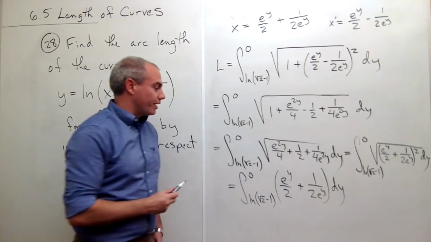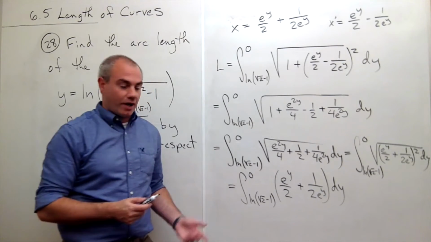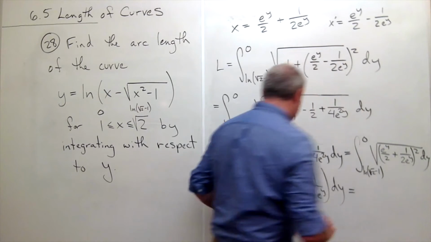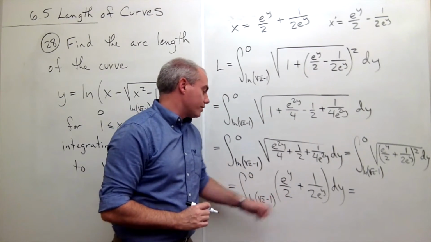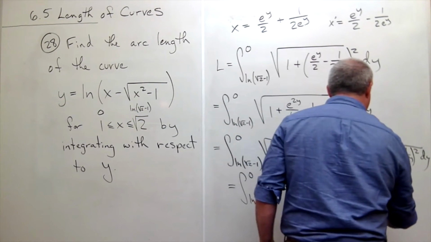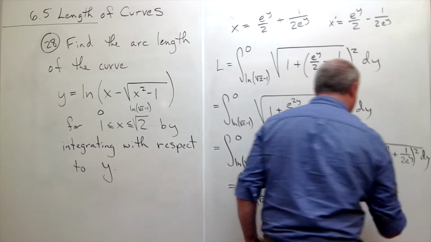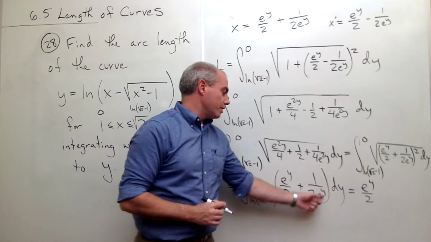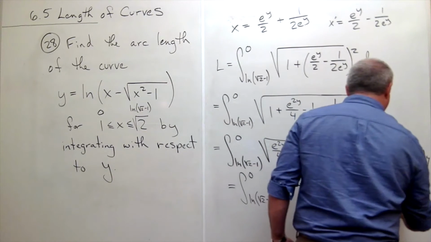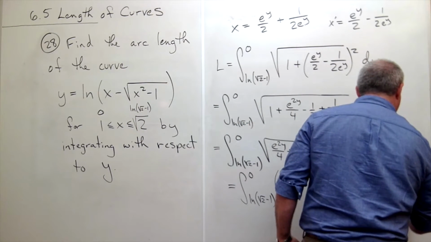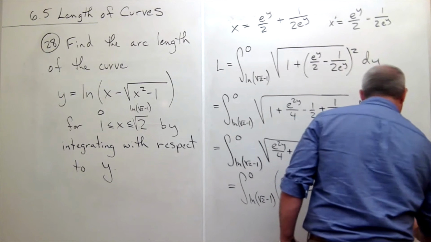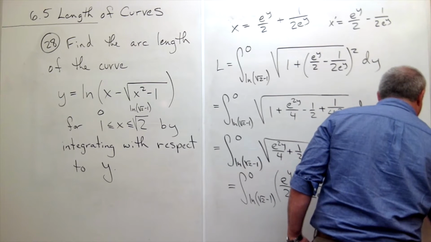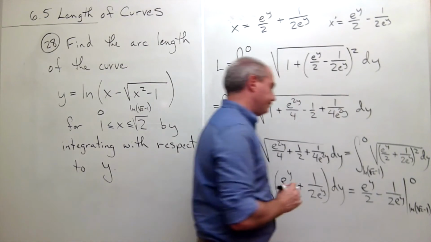And that is something that I can take an antiderivative of. Let's do it. The antiderivative of e to the y over 2 is just e to the y over 2. And the antiderivative of 1 over 2 e to the y is negative 1 over 2 e to the y. And that's evaluated from ln of square root of 2 minus 1 to 0.